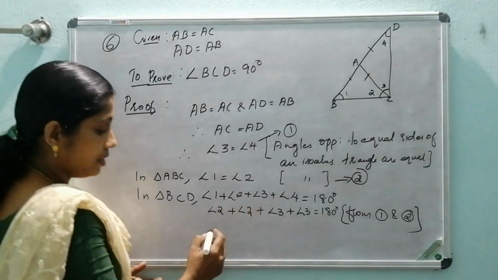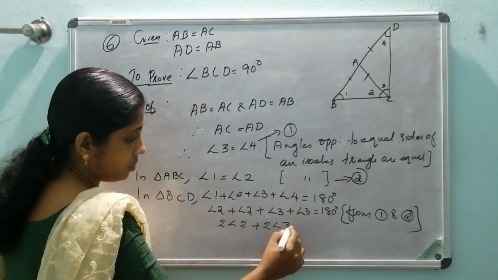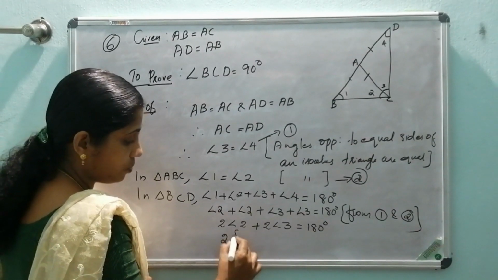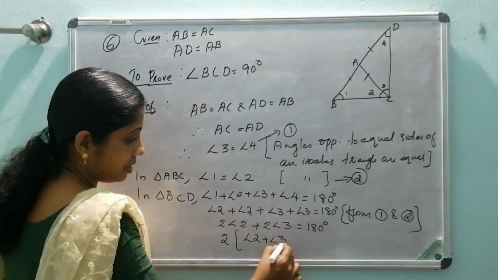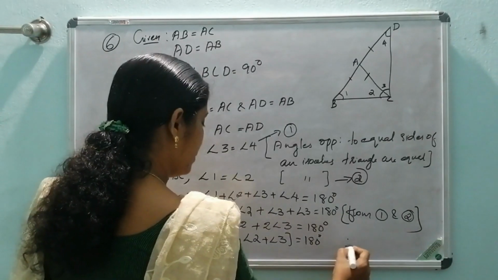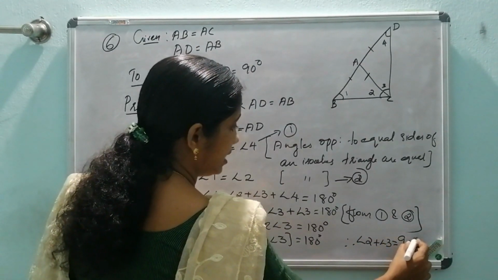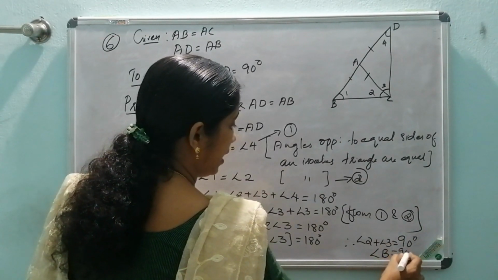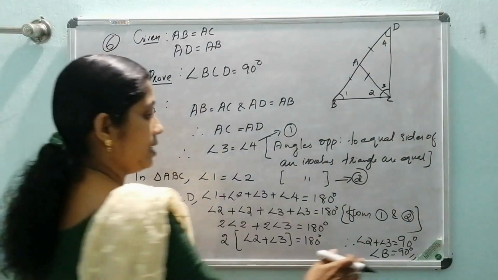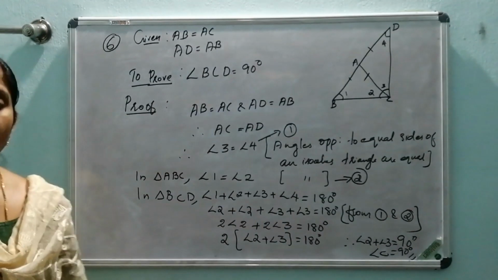Then angle 2 plus angle 2 is 2 times angle 2, and angle 3 plus angle 3 is 2 times angle 3, equal to 180 degrees. So we can take 2 common: 2 into angle 2 plus angle 3 is equal to 180 degrees. So what can we say? Therefore, angle 2 plus angle 3 is equal to 180 by 2, that is 90 degrees. That is angle B is equal to 90 degrees. Thus we have proved angle C is equal to 90 degrees. Angle C, that means angle BCD, is equal to 90 degrees. Thus we prove the question.